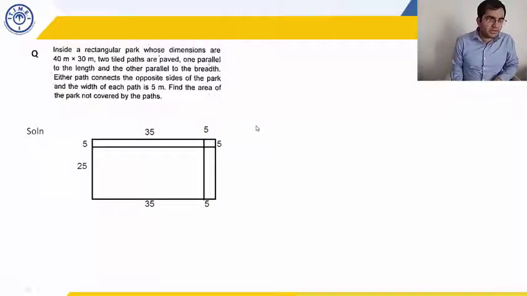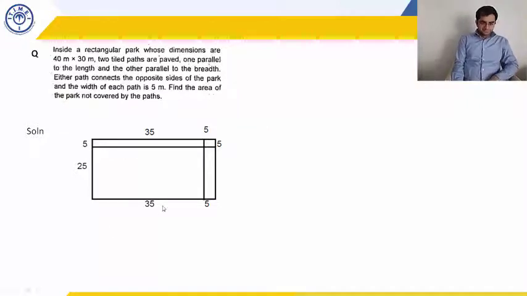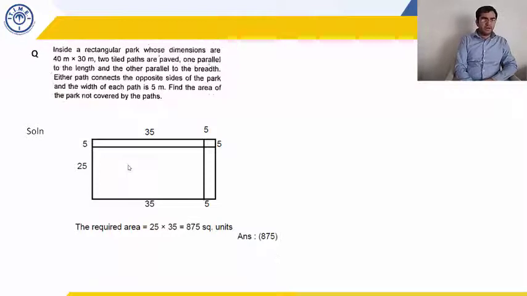So find the area of the park not covered by the paths. If this length was 40 and this is 5, that means the remainder has a length of 35 meters. And over here, the remainder has a breadth of 25 meters. So the remaining part that is not covered by the paths is a rectangle of length 35 and breadth 25. So simply the area of the park not covered becomes 25 into 35 and is done.